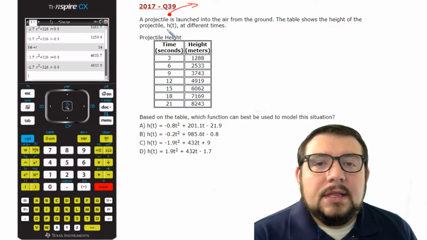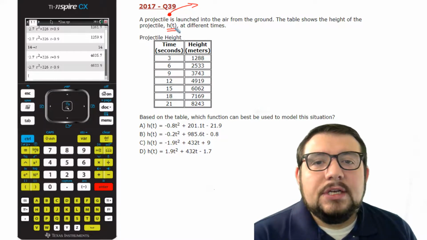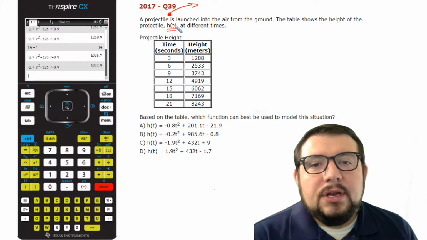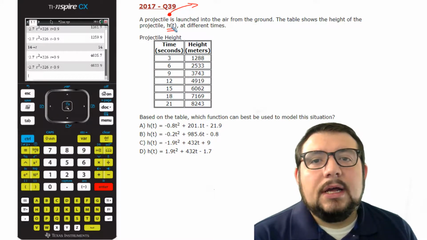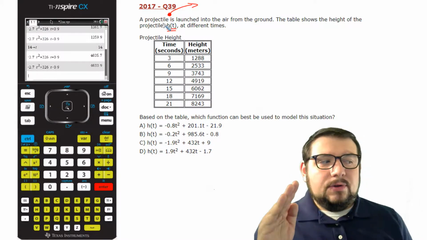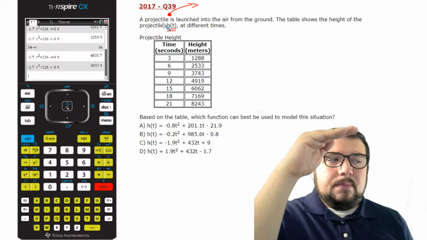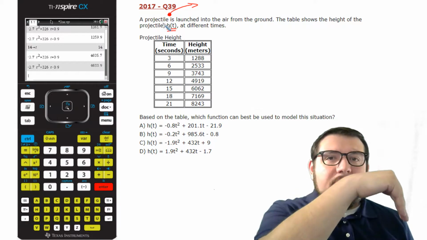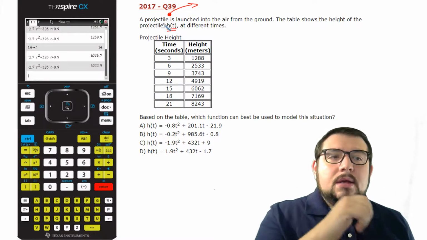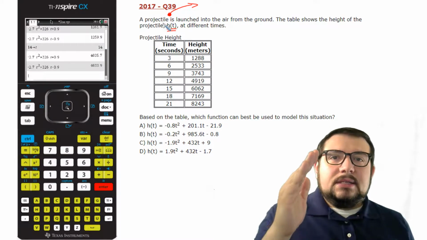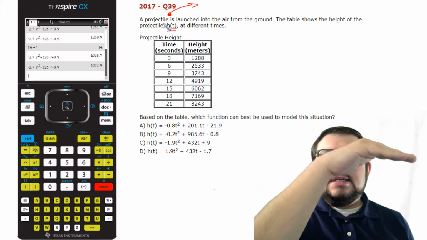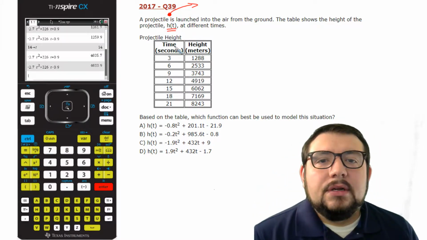H of t, that's called function notation. And what it means is the height is a function of the time. In other words, if I put in a time, I'm going to get out a height. Or the time is what is causing the height to change. So you can imagine that as the time goes by, the projectile starts going up. And then as the time goes by, the projectile starts going down. So since time is what's basically influencing the height, it's called a function of the time. The height is a function of the time.